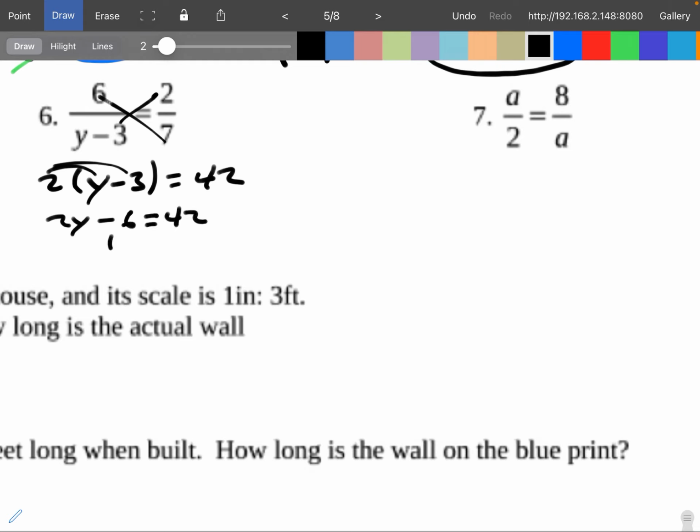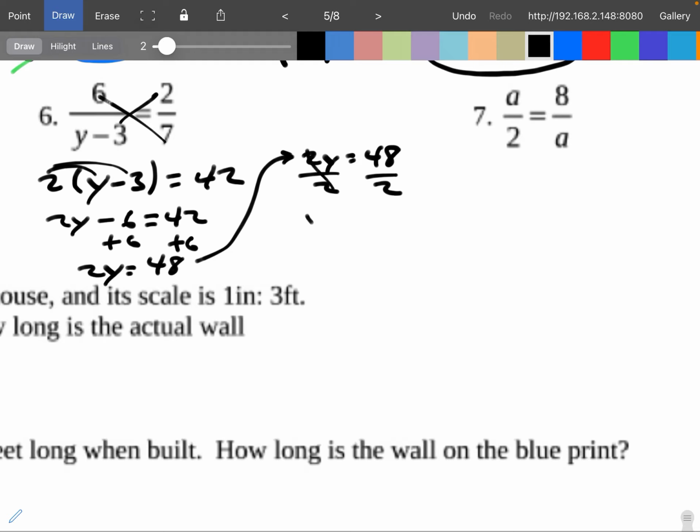So I'm going to distribute that 2. So 2 times y is 2y. 2 times negative 3 is negative 6. And that equals 42. And then we add 6 on both sides. And we get 2y equals 48. And then we divide both sides by 2, or whatever number's in front of that variable. Those cancel out, make a 1. We get y equals 24.